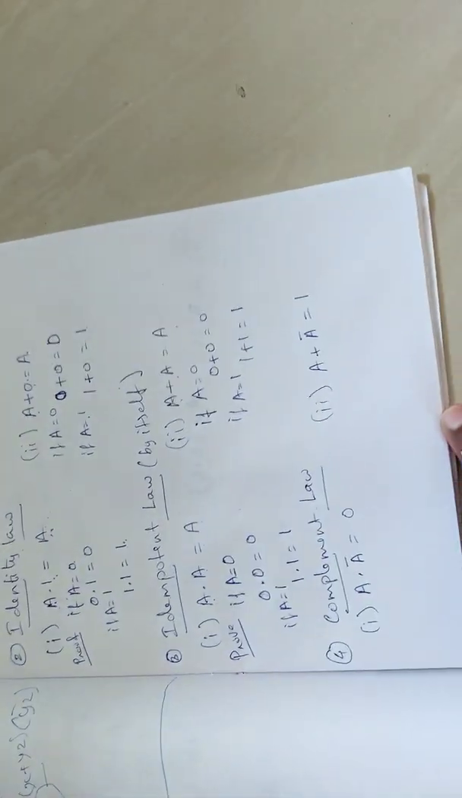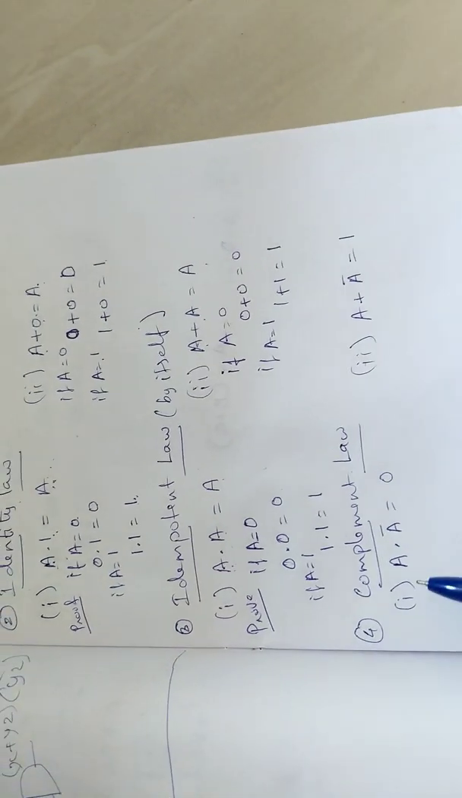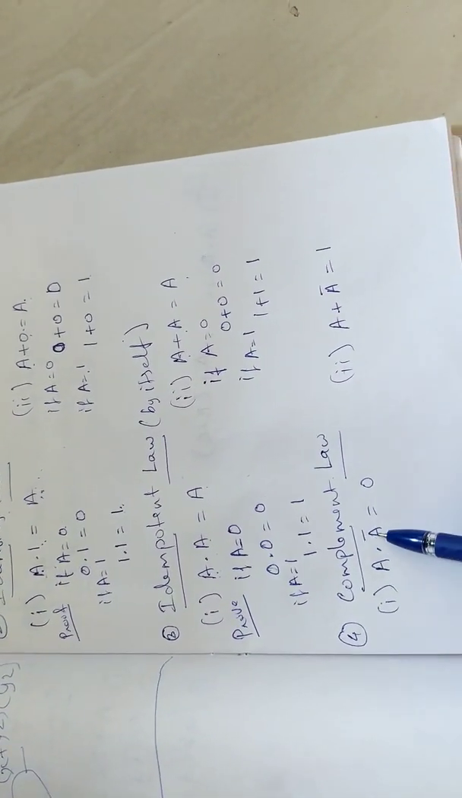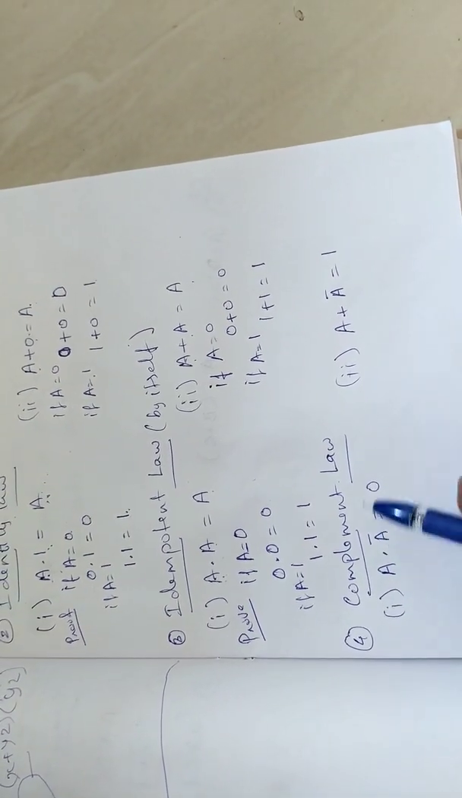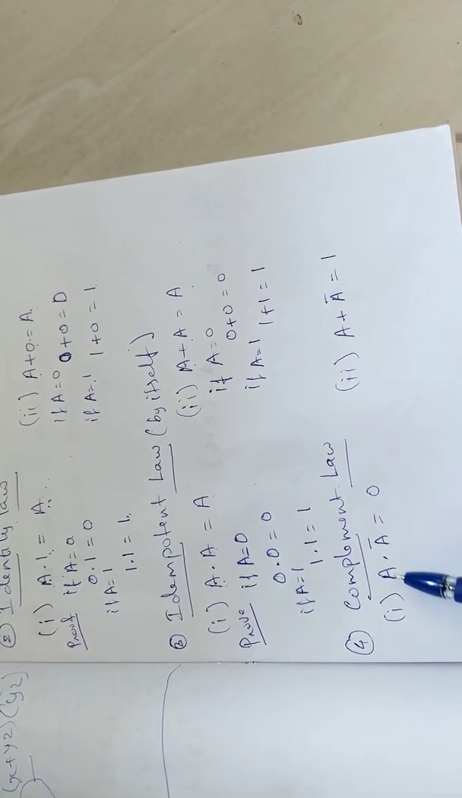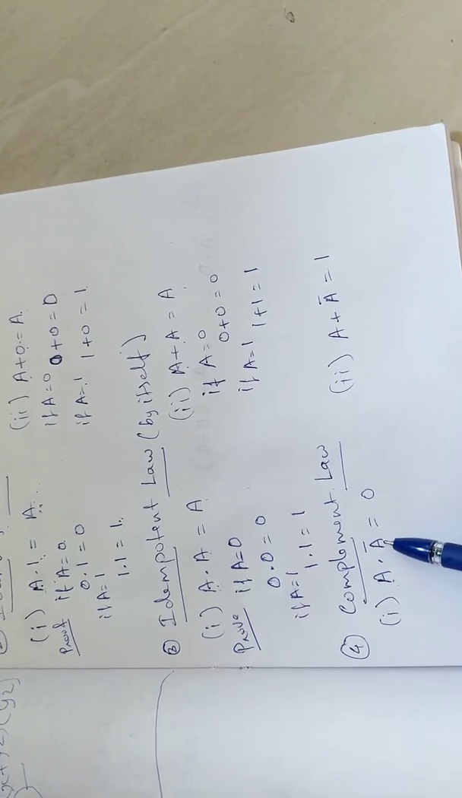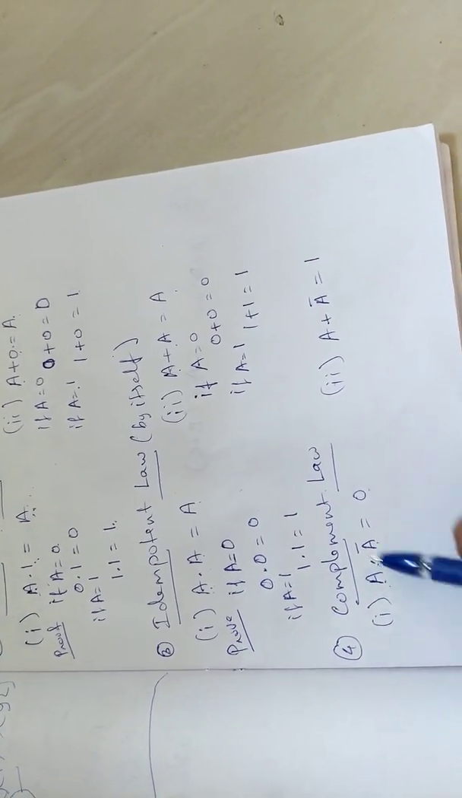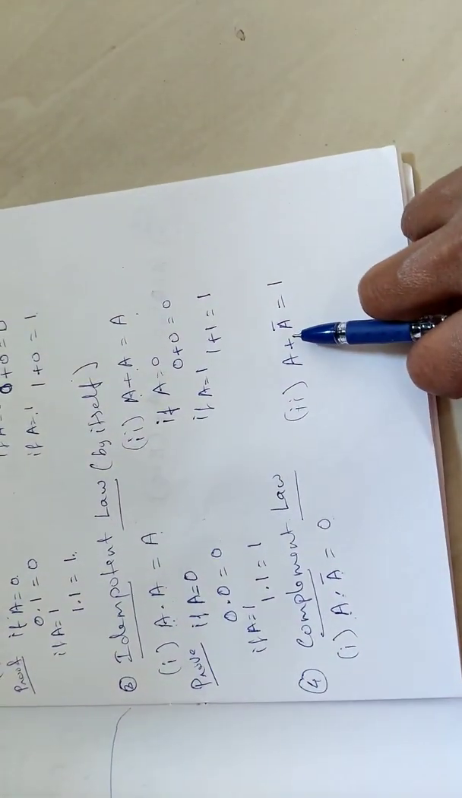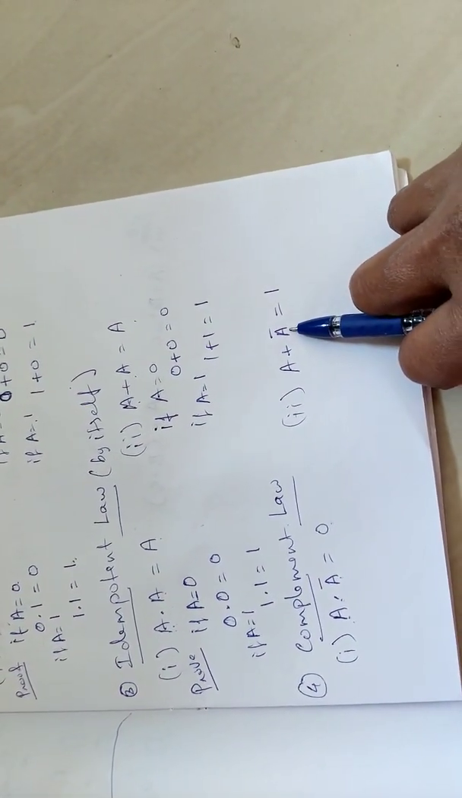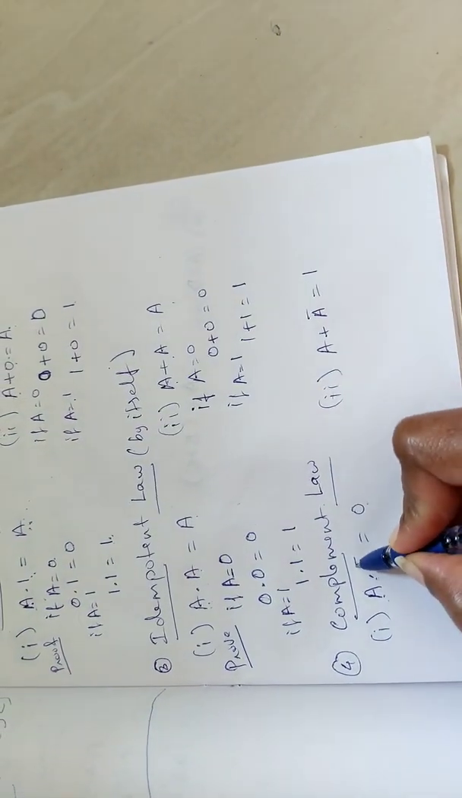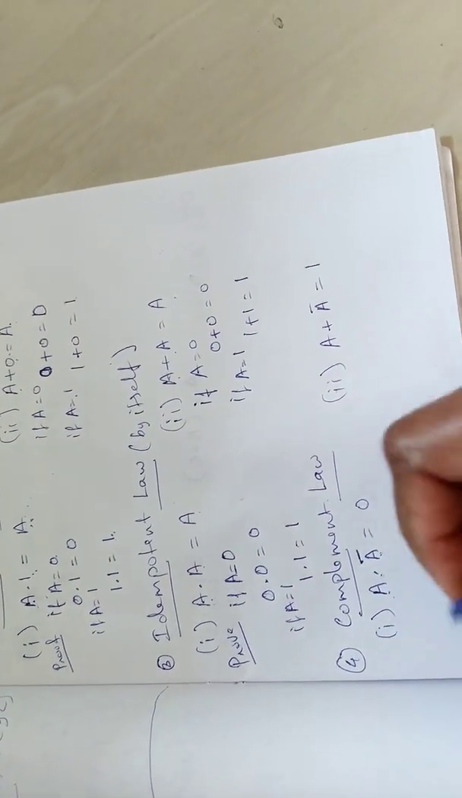Next, coming to your complementary law. What is the complementary law? Complement means a variable and its inverse, sorry, not reverse, inverse of that variable. A variable ANDed with the inverse of the same variable will be 0. If it is an OR operation, a variable ORed with the inverse of that variable will be 1. Inverse means this a dash; we will say inverse, not.